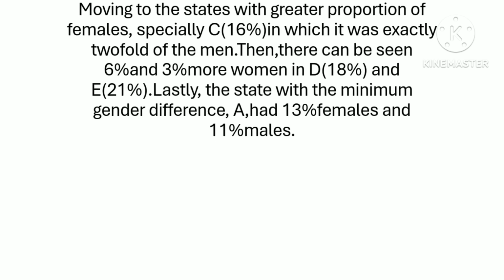Now you will see the next or the third paragraph. First, let us see what I have written and then why I have written it. Moving to the states with greater proportion of females, especially C, in which it was exactly twofold of the men, then there can be seen 6% and 3% more women in D and E. Lastly, the state with the minimum gender difference, A, had 13% females and 11% males.